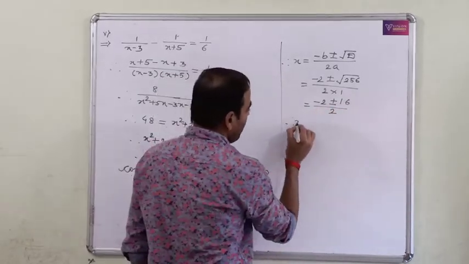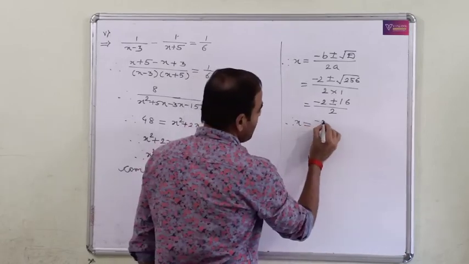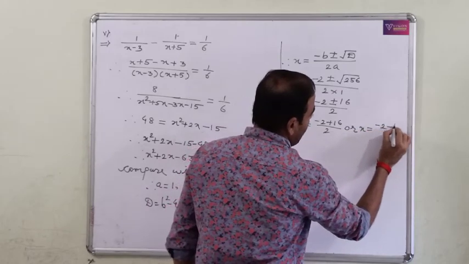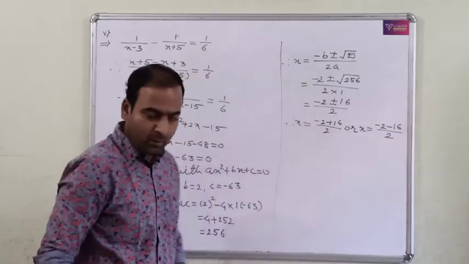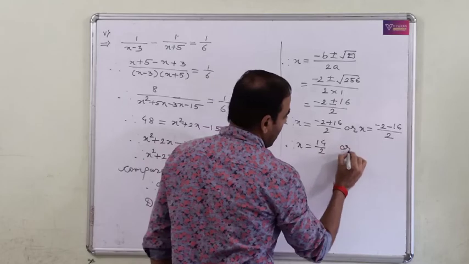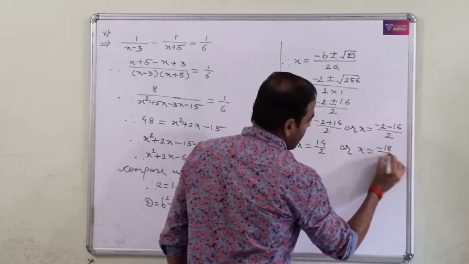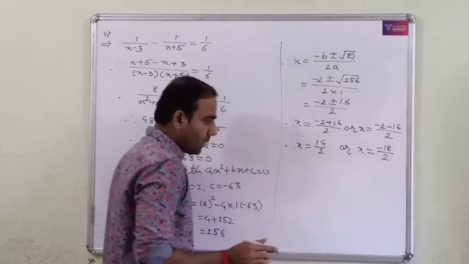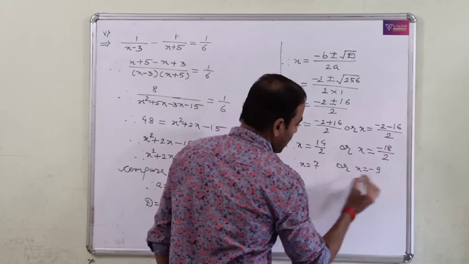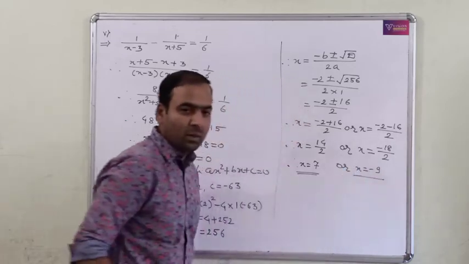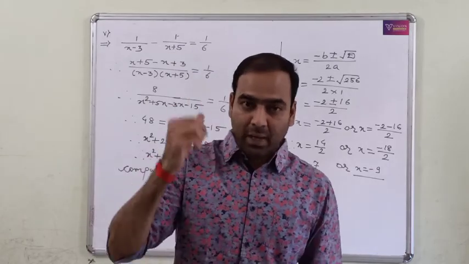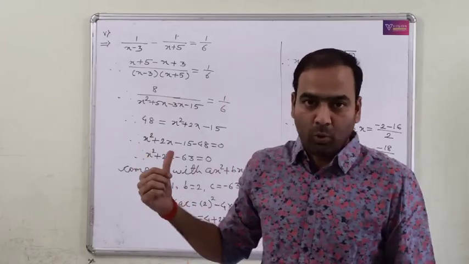Okay, so take one value as positive and the second value as negative. Minus 2 plus 16 upon 2, or x is equal to minus 2 minus 16 upon 2. Okay, therefore x is equal to 14 by 2, or x is equal to minus 18 upon 2. Okay, so x is equal to 7, or x is equal to minus 9. This is the solution of the given equation. Are you got it? Okay, so you have to solve the third question and practice each and every question again on your own. Practice करो.